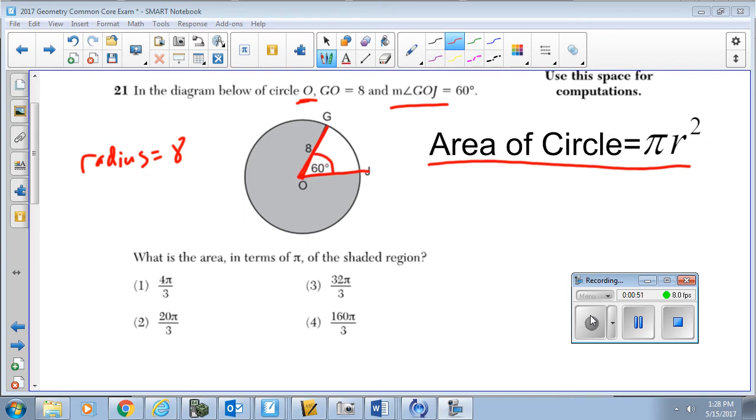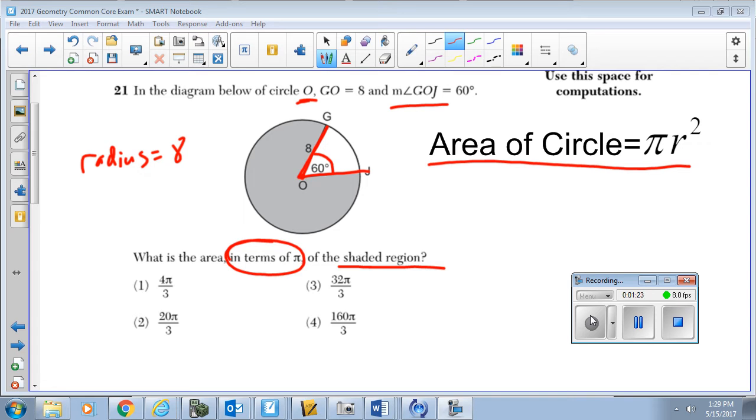All right. What's the question? It says, what is the area of the shaded region in terms of pi? So whenever you see in terms of pi, that just means that pi is going to be in your answer. Sometimes you'll have answers that have decimals, which means that they take the pi and put it in the calculator, so you'll just have a decimal answer.